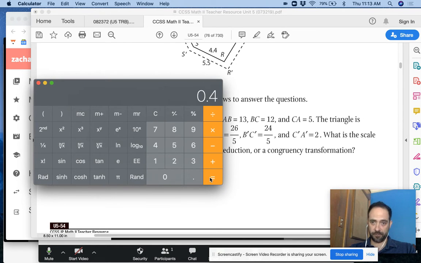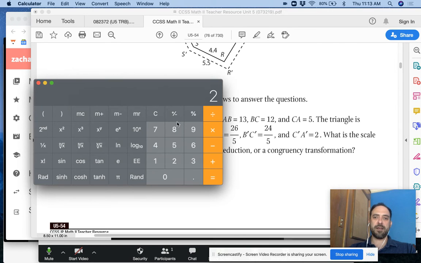Scale factor 0.4. All right, let's see if this works. I'm going to use CA and CA prime because if 5 times 0.4 is 2, then we know that 2 of the sides have grown in the same way. That means the third side has to have grown the same way. Okay, let's see what we get. Oh, we got 2. Okay.